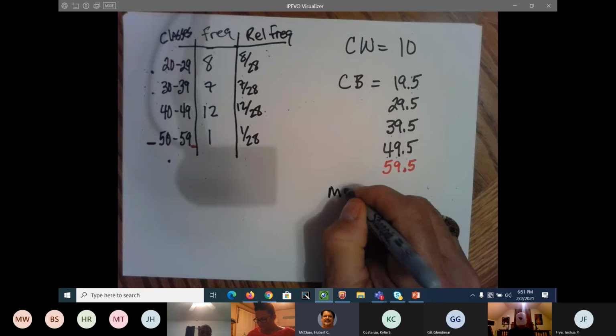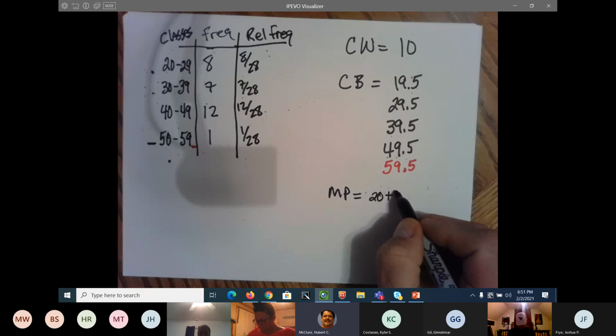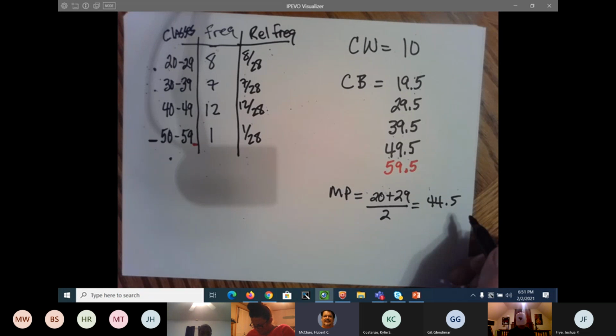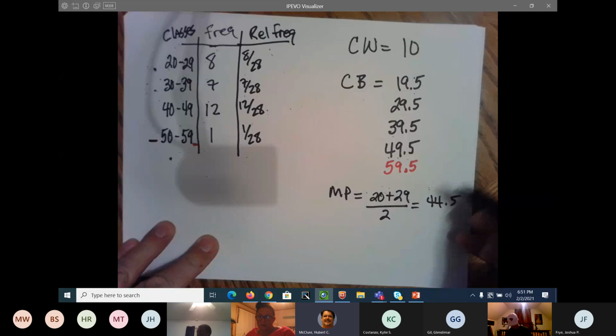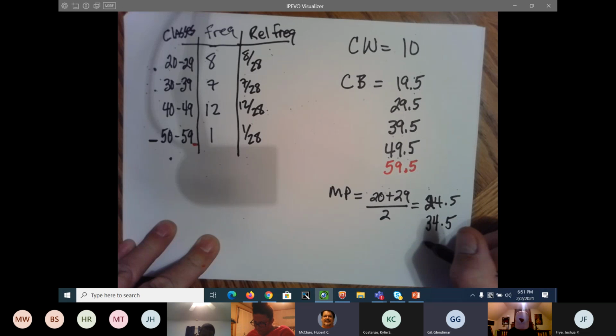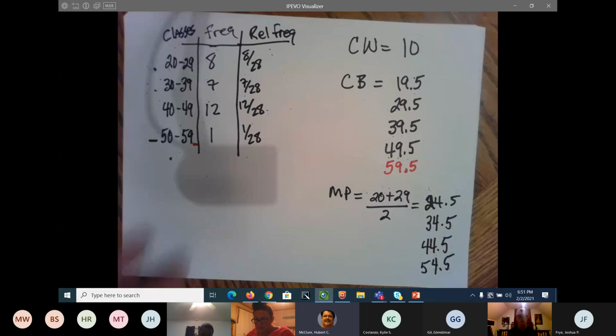Now let's do the midpoints. The first midpoint is 20 plus 29 divided by 2, which is 24.5. Somebody help me out. Is it 24.5? I think it is. It is. Add 10. 34.5. Add 10. 44.5. And 54.5. And why did I stop there? Because you're in between your last boundary. There you go. Now you're learning it. And that's it.